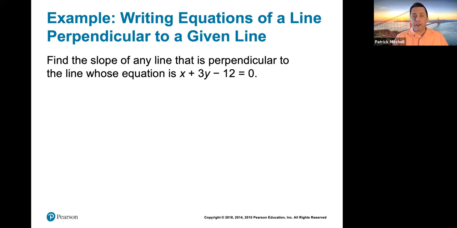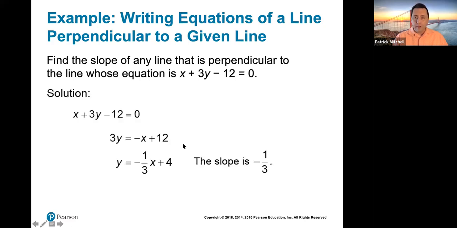This equation is not written in slope-intercept form. It's written in general form. So the best way to get the slope of this line is to write it in slope-intercept form. We start with the given equation. We subtract x from both sides and add 12 to both sides. That's going to give us 3y = -x + 12. Then we divide everybody by 3.